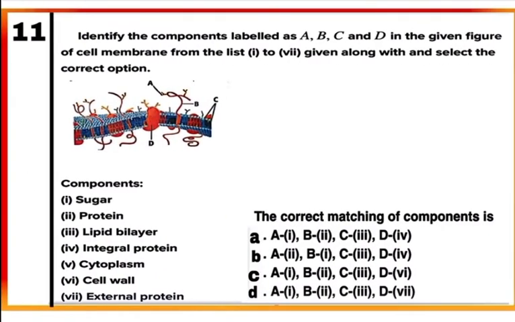Question 11. Identify the components labeled as A, B, C and D in the given figure of cell membrane from the list 1 to 7 given along with and select the correct option. The given figure is of fluid mosaic model of plasma membrane where A is number 1 sugar, B is number 2 protein, C is number 3 lipid bilayer and D is number 4 integral protein. So here correct matching of components is option A. Mark A as a correct answer.